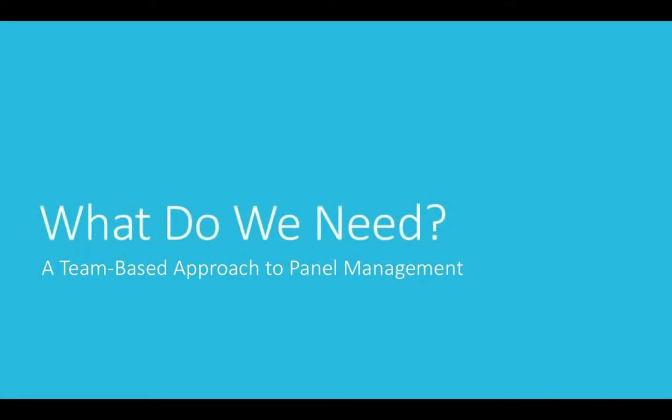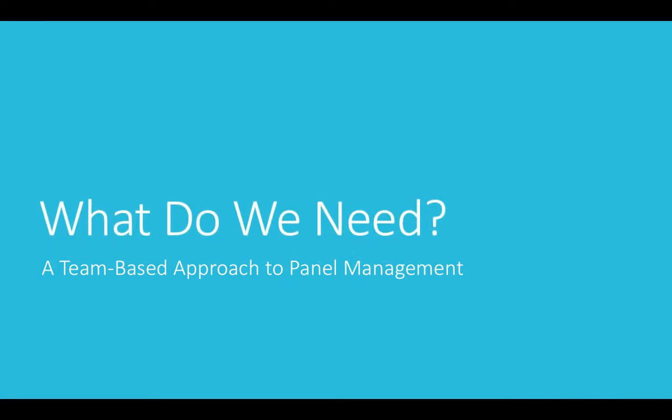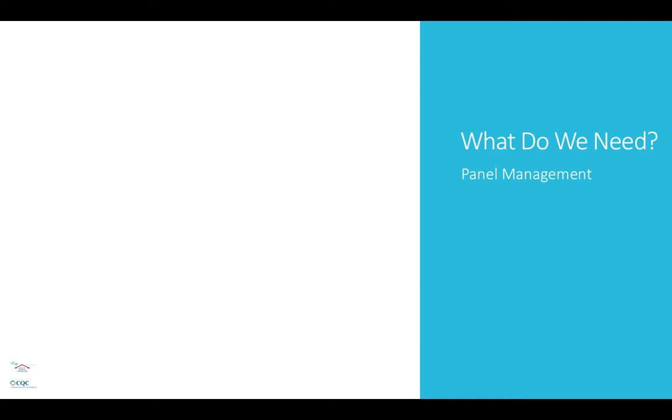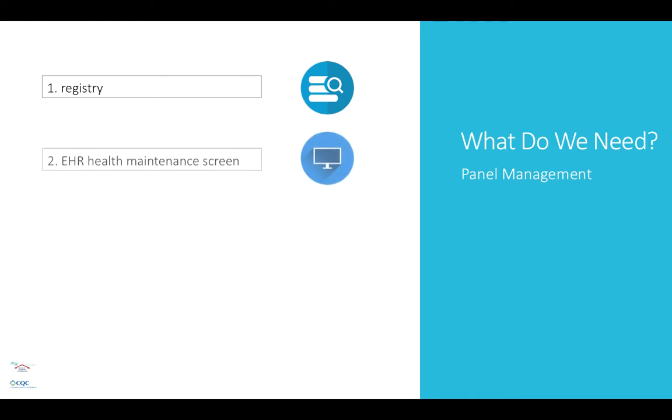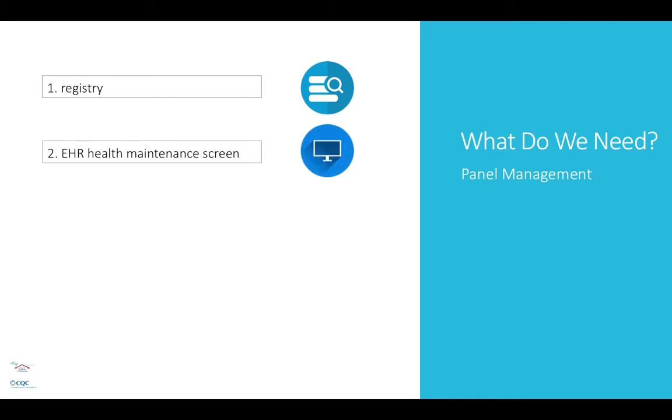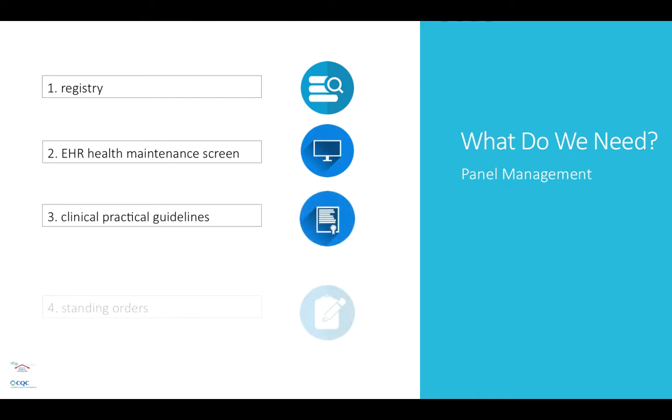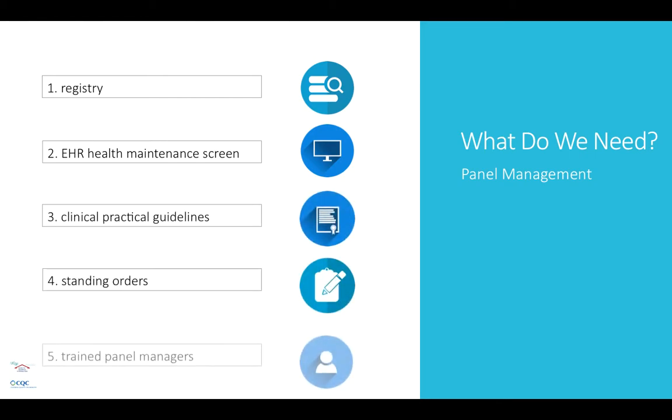Five things are important for implementing panel management and identifying care gaps: a registry and/or a health maintenance screen on the electronic health record, clinical practice guidelines, standing orders, and trained panel managers.